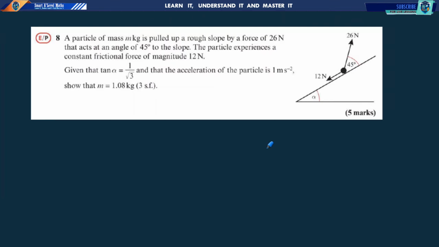When you take a look at our question, it's talking about a ramp slope. In our previous questions, we looked at 2 different examples from 2 different videos, and all of them talk about a smooth surface or smooth slope. So in this question, we're going to look at how to tackle a question with a rough slope.